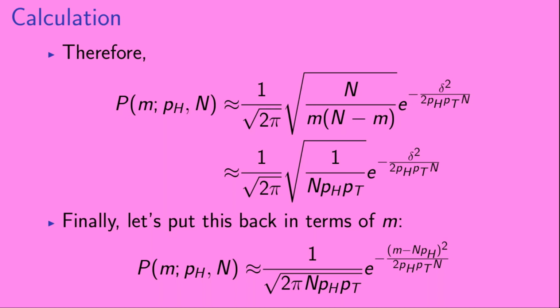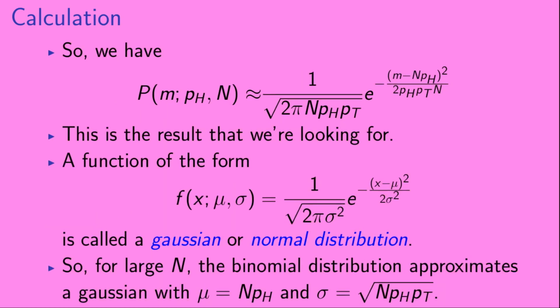Now, finally, let's put this back in terms of m instead of delta. So now we have that the argument of the exponent is minus (m minus n pH) squared over 2 pH pT n. Okay, so we have that P of m, given pH and n, is approximately equal to 1 over the square root of 2 pi n pH pT times e to the minus (m minus n pH) squared over 2 pH pT n. Now this is the result that we're looking for.